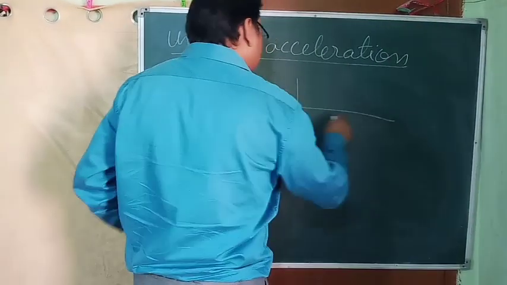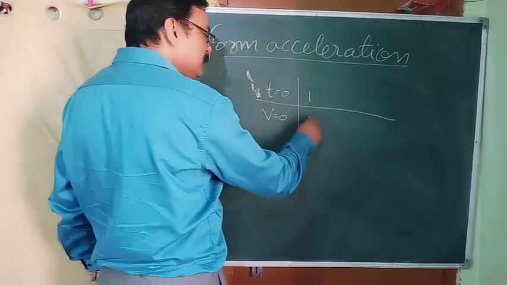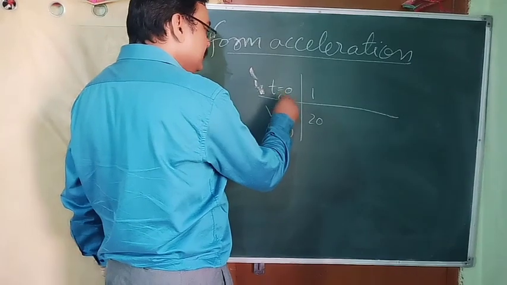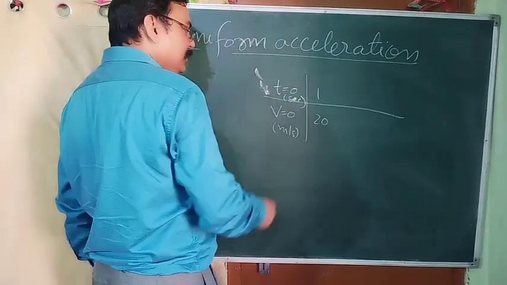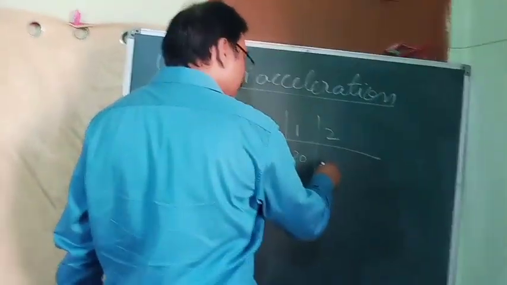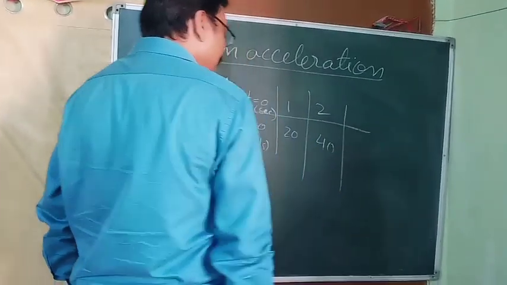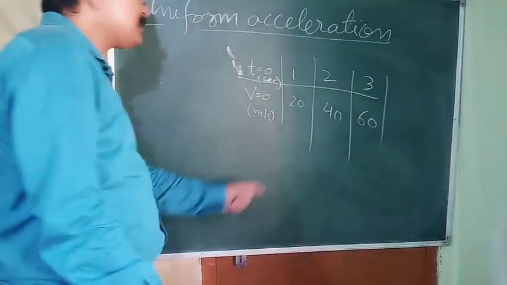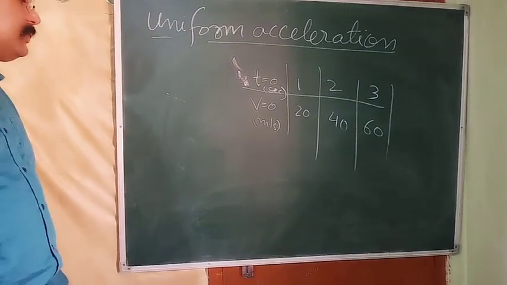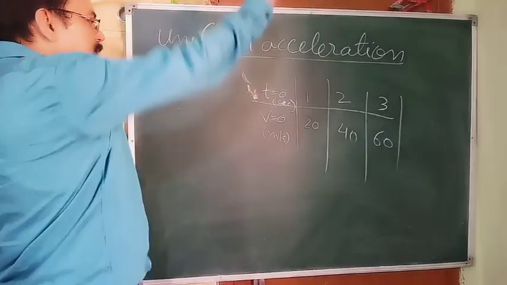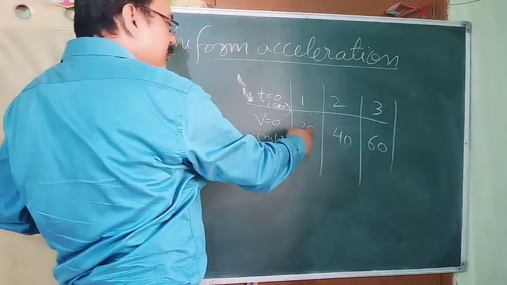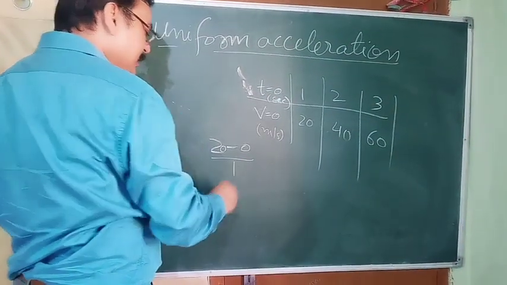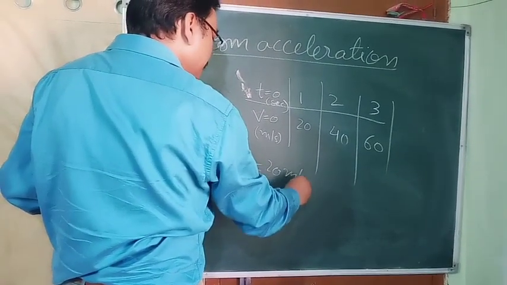Then you found that at time t equals 1 second, its velocity was 20 meter per second. Velocity is in meter per second and time is in seconds. In the second second you found its velocity is 40 meter per second. In the third second its velocity is 60 meter per second. That's the data you have. Now what we see from here: in 0 to 1 second, the change in velocity is 20 minus 0 upon 1 second, and that is 20 meter per second square.